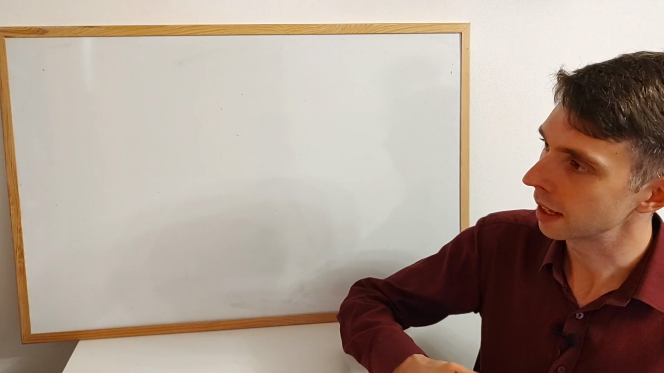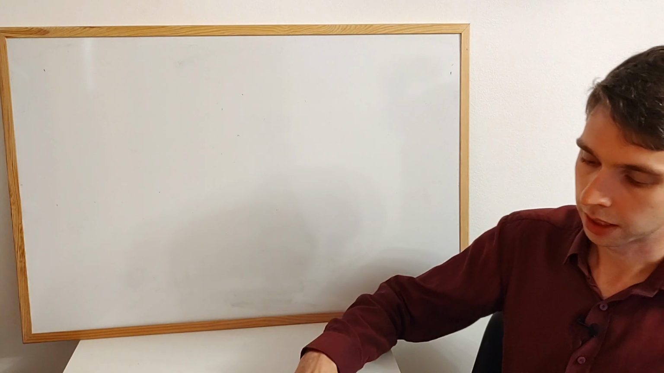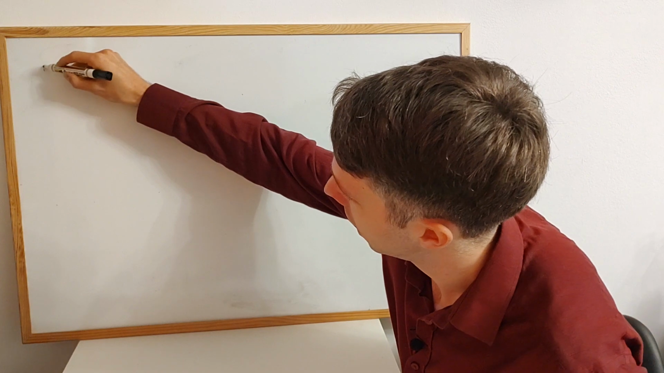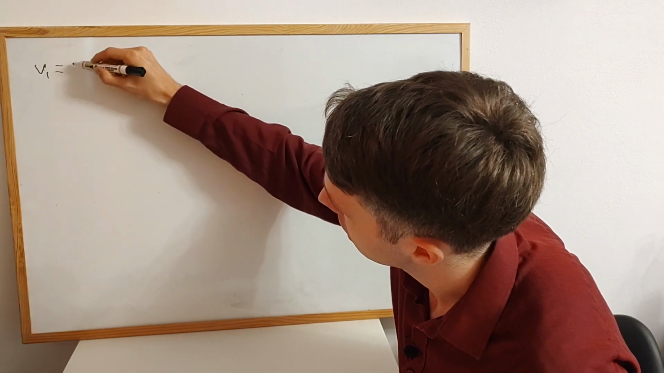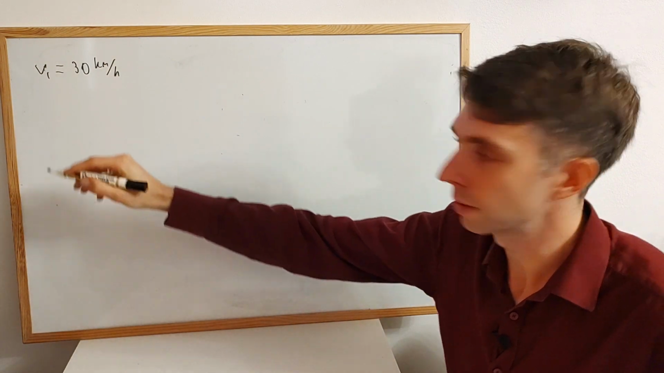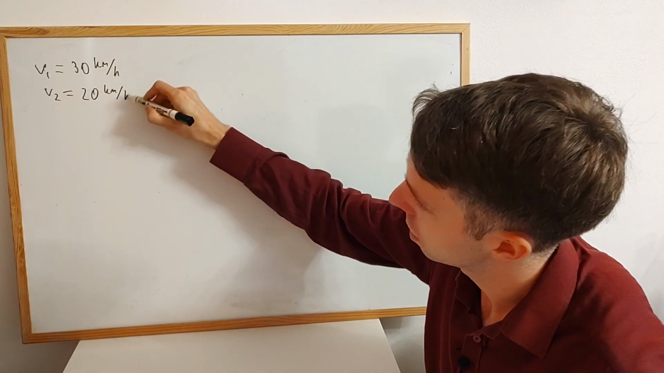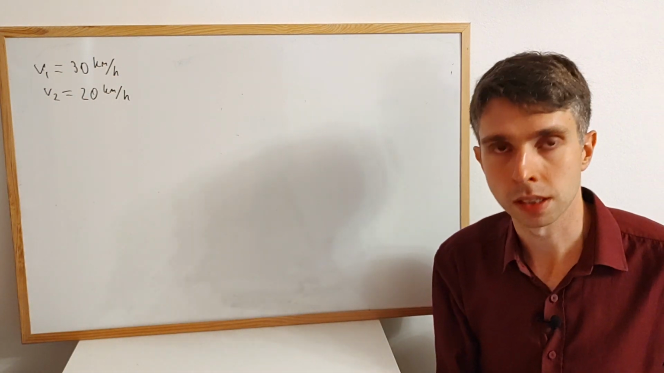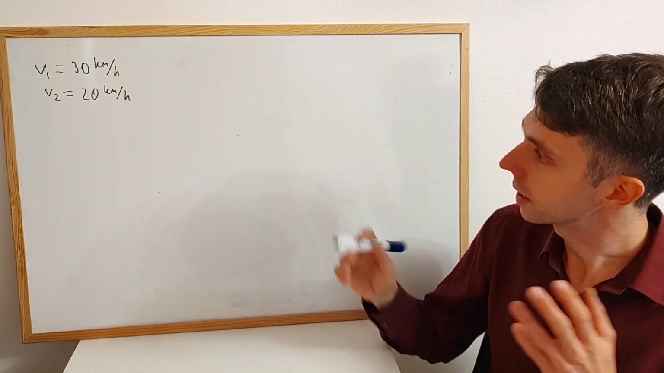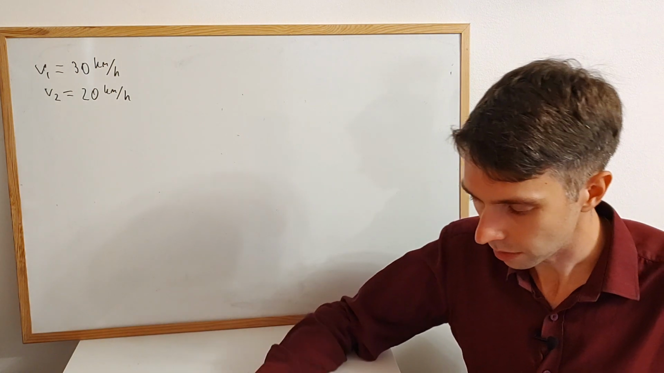So suppose that somebody is riding a bicycle and for the first half of a distance, he is riding with speed v1, 30 kilometers per hour, and for the second half of the distance he is riding 20 kilometers per hour. The text of the problem will be in the description of the video. And the question is, what's the average speed in the total trip?